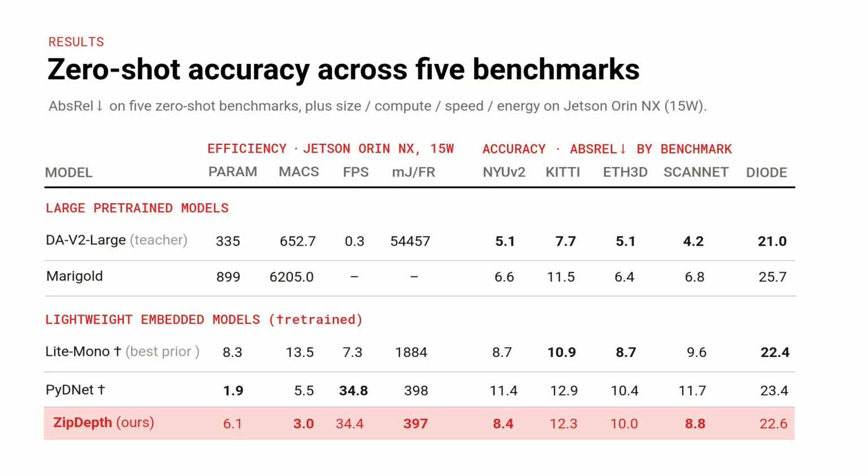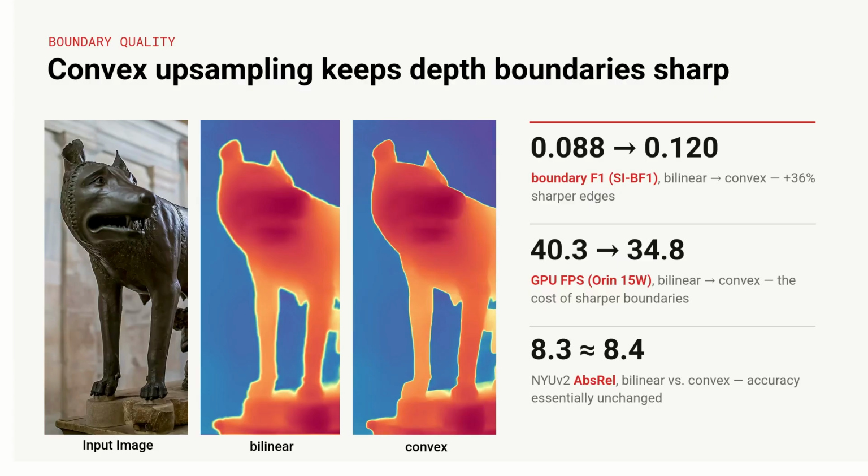Across 5 zero-shot benchmarks, ZipDepth achieves competitive accuracy while using significantly fewer parameters and much less computation. There is also an important detail in the upsampling stage. Bilinear upsampling tends to blur object boundaries. Our convex upsampling preserves these boundaries and keeps the depth maps sharp, while adding very little computational cost.